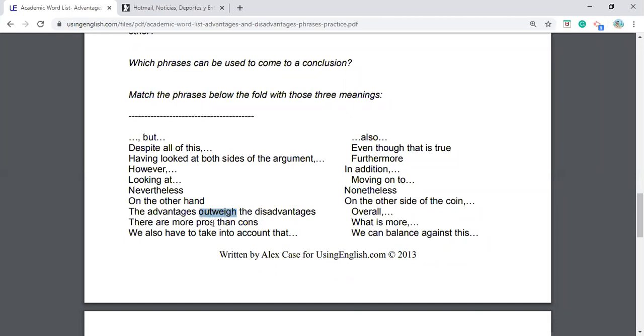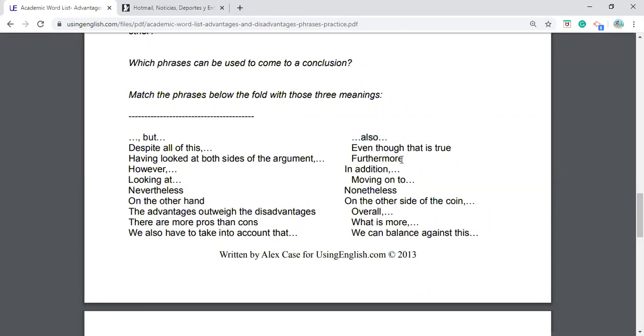O there are more pros than cons. Hay más ventajas que desventajas. O también, we also have to take into account that. También tenemos que tomar en cuenta que, esta es otra expresión, we also have to take into account that. Also lo utilizamos cuando estamos enlistando cosas. Que significa también, even though that is true, a pesar de que es verdad, bla, bla, bla.